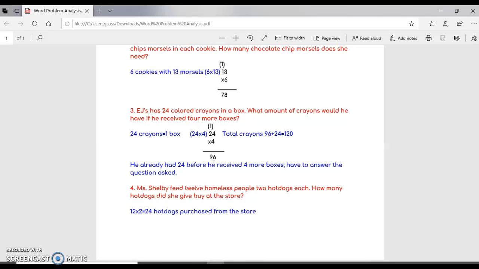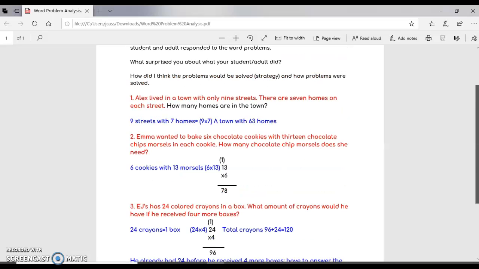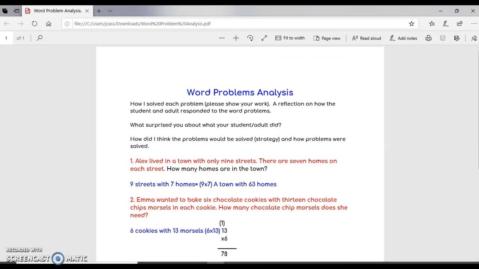And for the fifth question, as myself and the other grown person did, we just multiplied 12 times 2 to get 24. And the fifth grader actually did the 12 plus 12 to get the 24. So again, they reverted to addition versus having in their memory bank that 12 times 2 is 24. They reverted to addition to complete the multiplication, which is totally fine.